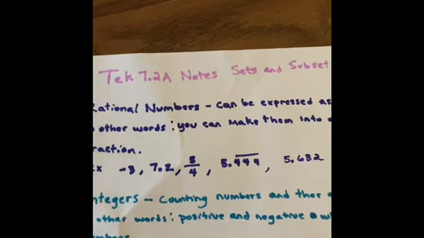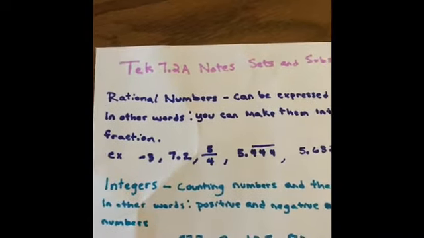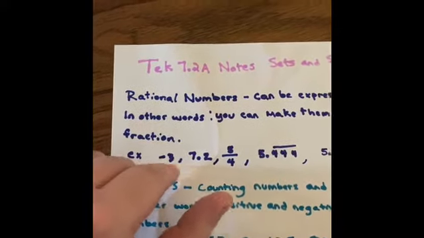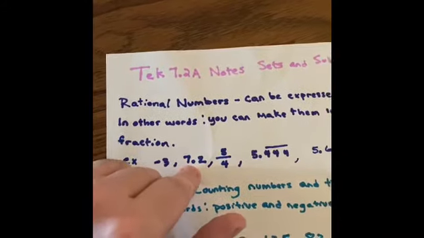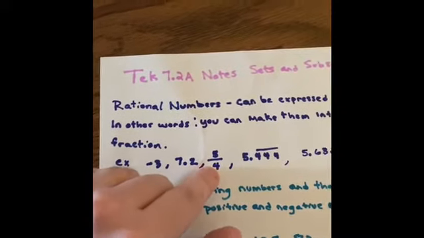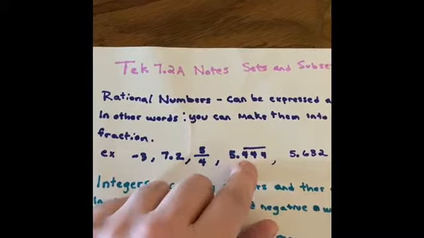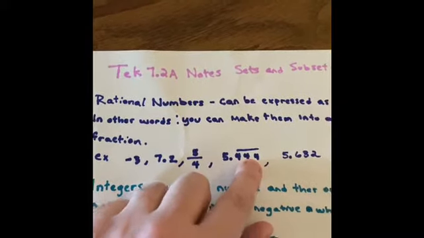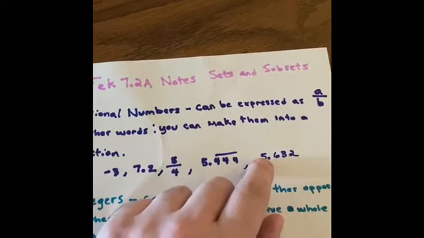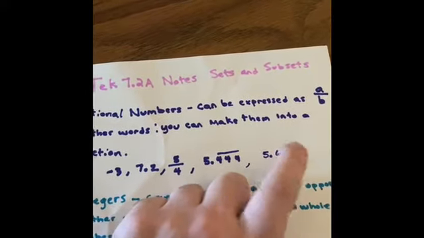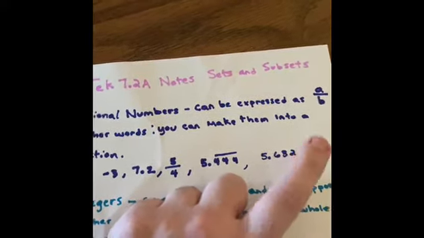So rational numbers are a huge amount of things. It could look like a negative number. It can look like a positive number with a decimal. It can look like a fraction. It can look like a number that repeats and goes on forever. Or it could look like a number that starts and then has different numbers behind the decimal, but as long as it finishes at some point.